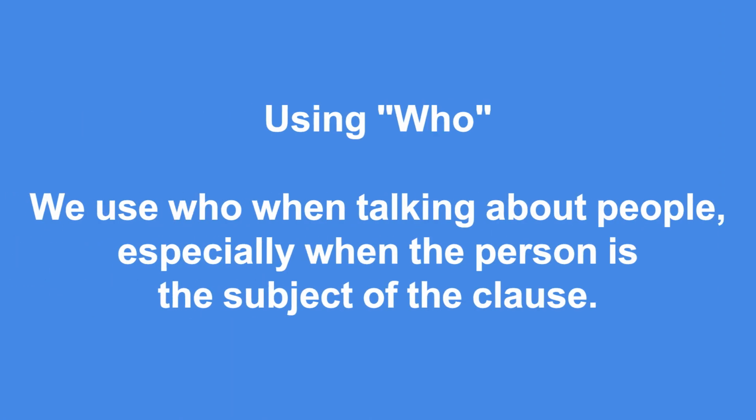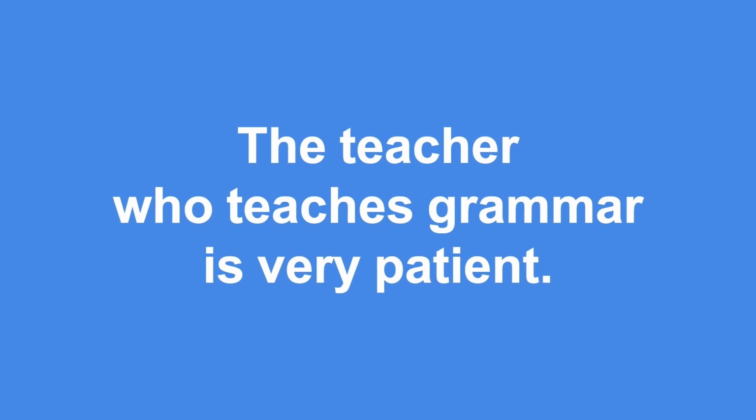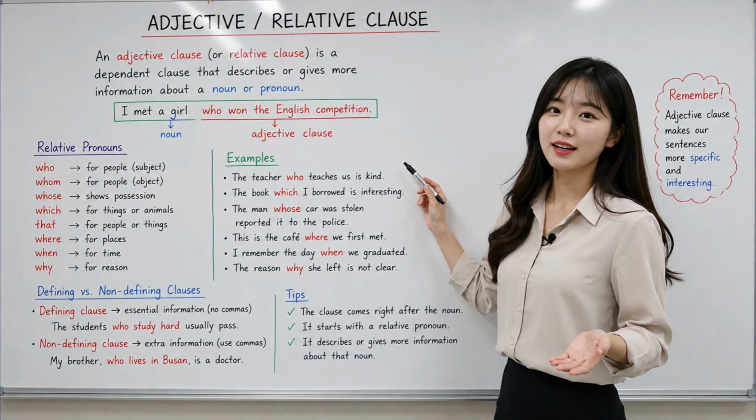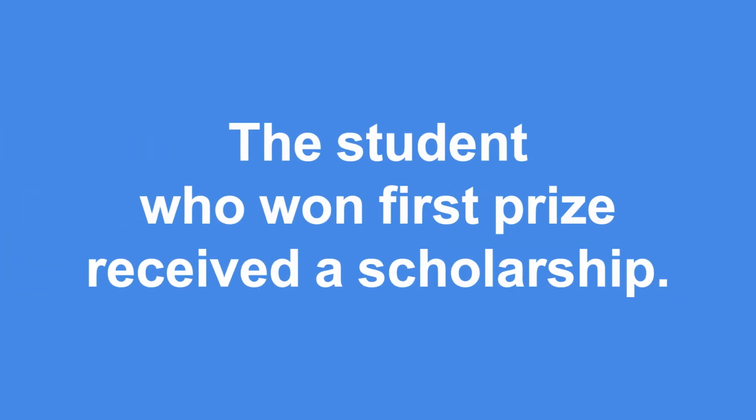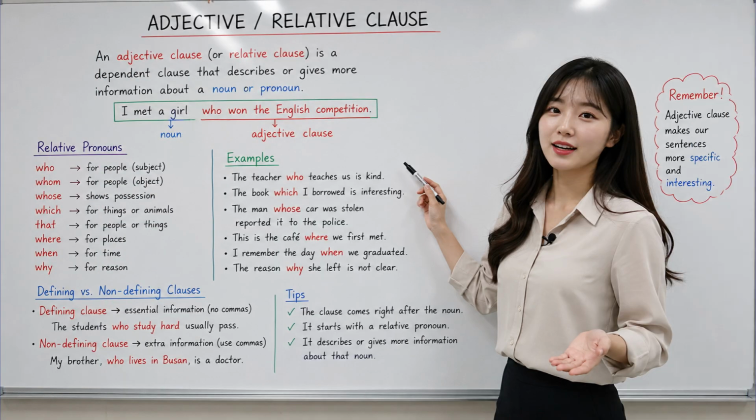Using who. We use who when talking about people, especially when the person is the subject of the clause. For example, the teacher who teaches grammar is very patient. The adjective clause tells us which teacher we're talking about. Another example is, the student who won first prize received a scholarship. Imagine someone asks, who is David? You can answer, David is the student who always gets the highest score in our class. Notice how who introduces extra information about a person.